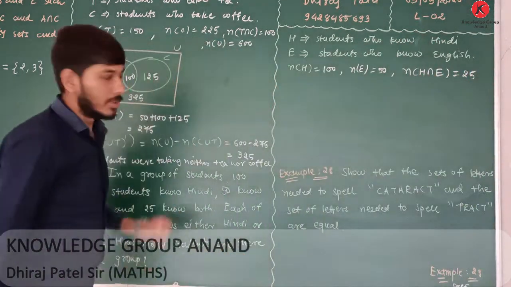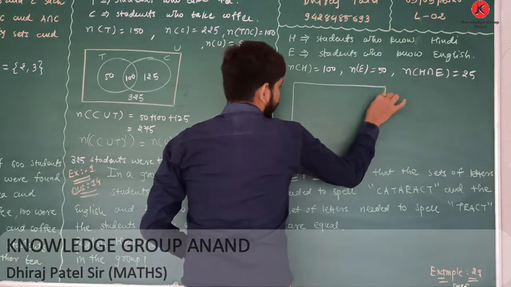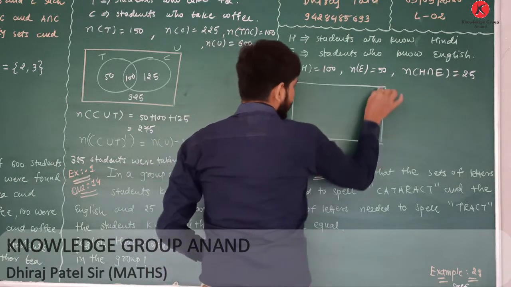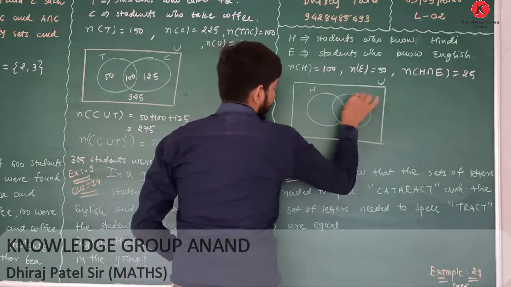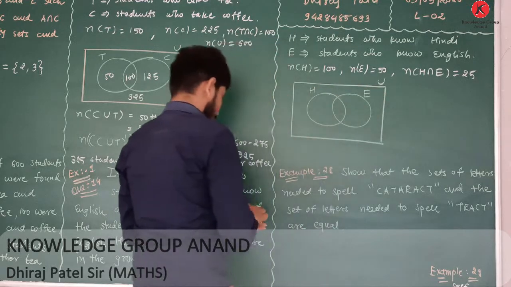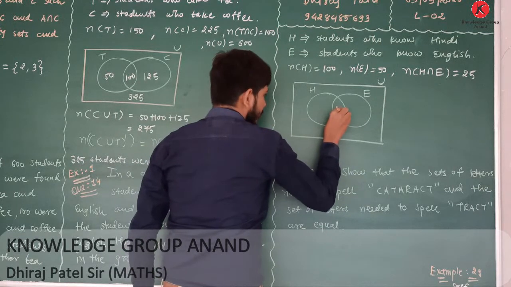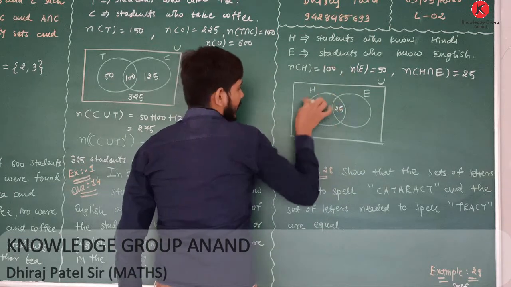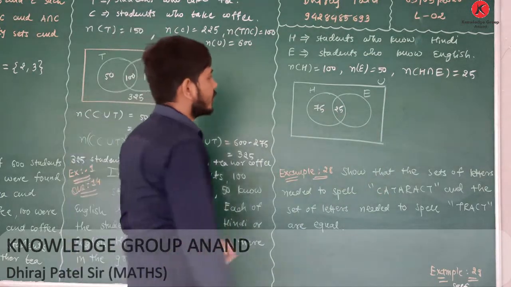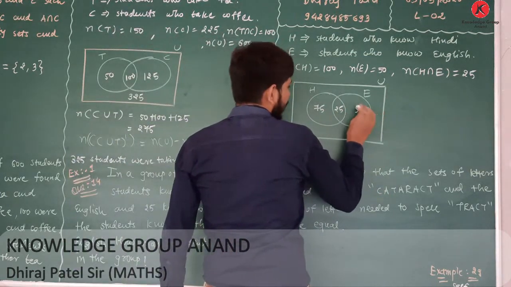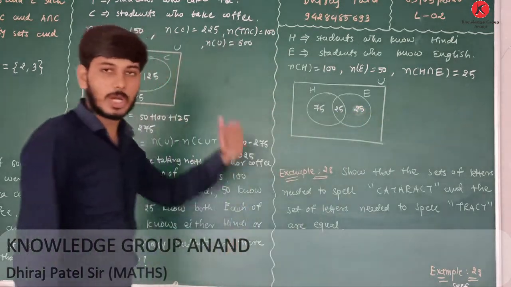Now make the Venn diagram for this question. Suppose this is our universal set U, this is set H, this is set E. Now represent the elements in H intersection E first. We know that this is 25. Number of H equals to 100, therefore you have to put 75 here. Number of E equals to 50, therefore you have to put 25 here, because 25 plus 25 equals to 50.